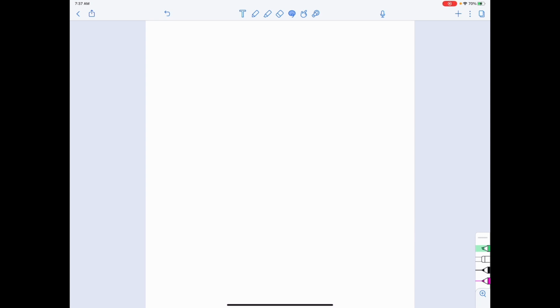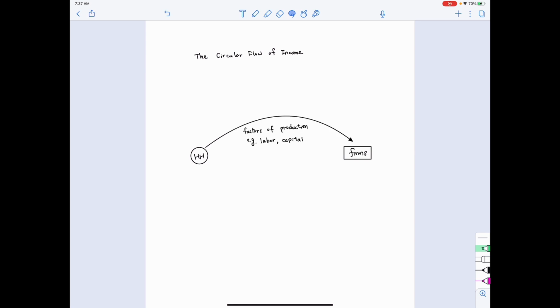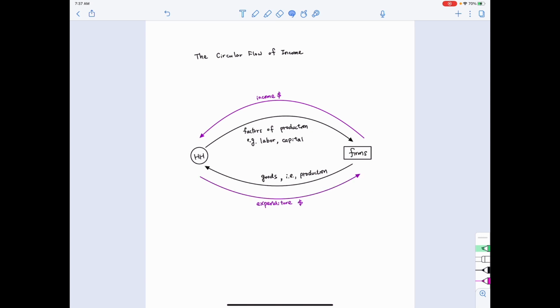So let me summarize the discussion here with the circular flow of income. Under this circular flow of income, we have households and we have firms. The households provide the factors of production, for example, labor and capital, to the firms. And then the firms need to pay them the income in exchange for their contribution to the production. So they pay the wages, pay the interest, for example. And then once the firms produce goods, they sell the goods back to the households, and the households need to pay to acquire the goods.